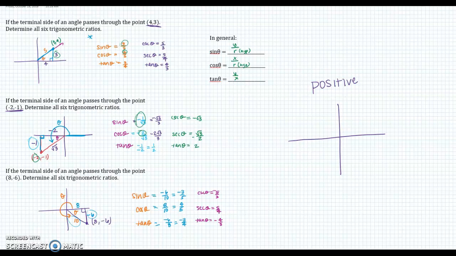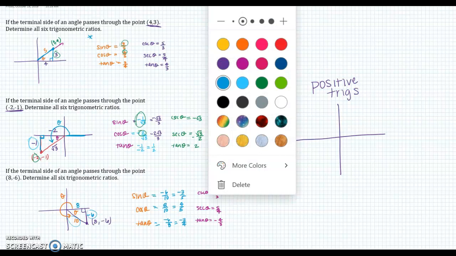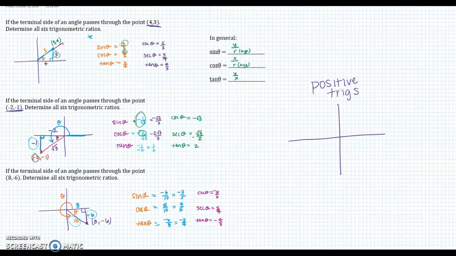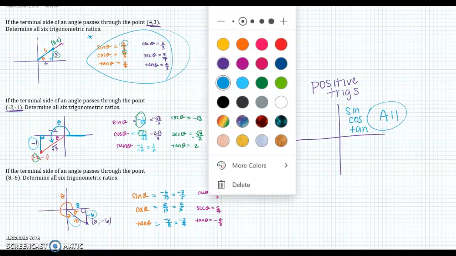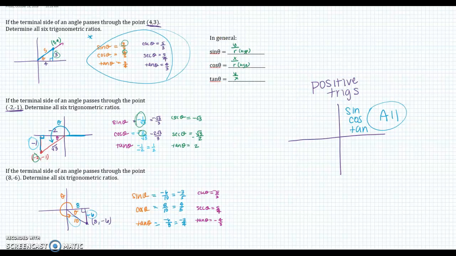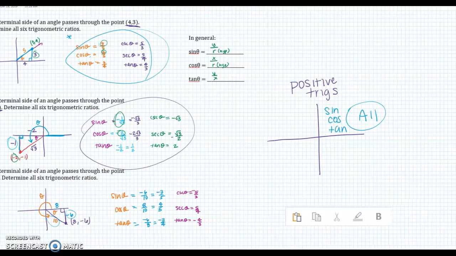So if we keep track of what quadrants our trig functions are positive, then we can kind of expedite a lot of this process for ourselves. So this point was in the first quadrant. And if you notice, sine, cosine, and tangent were all positive. All of them were positive here. And then in this one, our second example, we were negative. We were in the third quadrant.